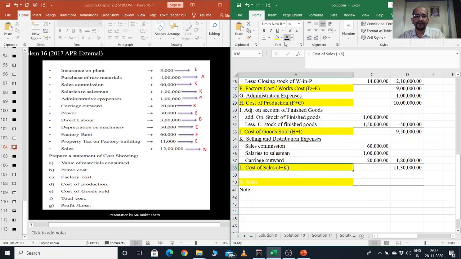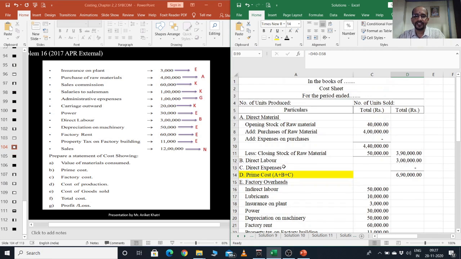The sales figure is already mentioned, that is 12 lakhs, right? Now if you want to find out the profit, you need to minus this 11,30,000 from 12 lakhs. If you do the calculation, you will get the answer, that is profit, which is 70,000 in this case. So here we have finished problem number 16.